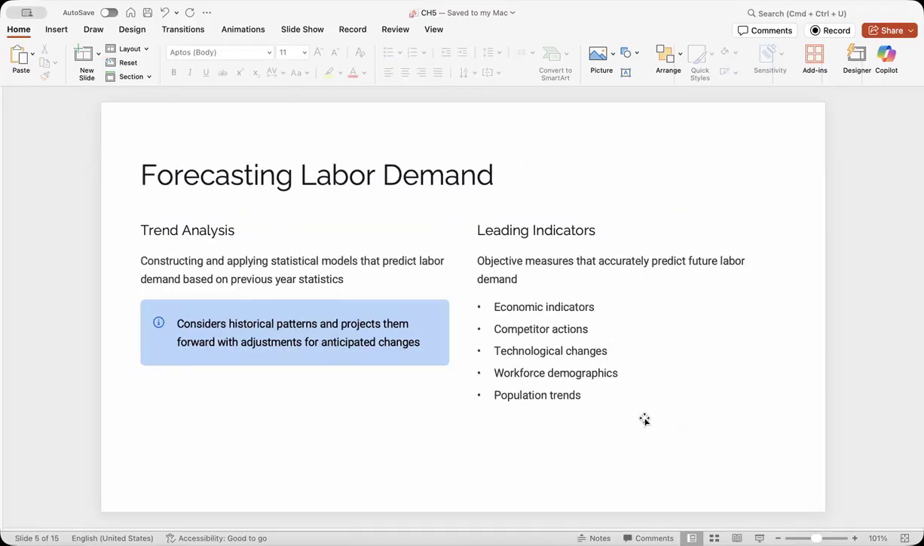How do we forecast labor? Basically, we look at trend analysis. We look at statistical models that show what the labor market is going to look like in the future. And in order to do that, the best thing to do a lot of times is look at past history, like what happened in the past.